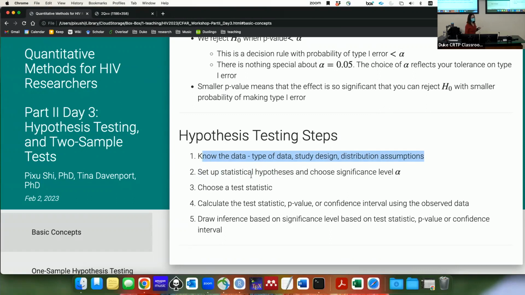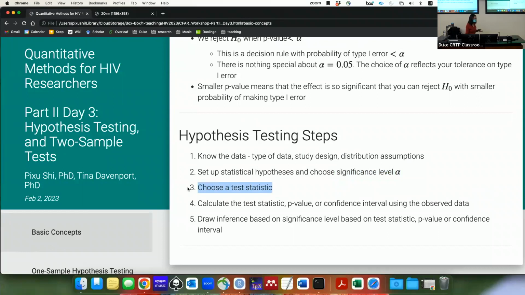And then you can set up the hypothesis and choose the significance level alpha. This needs to be chosen ahead of time, because if you see the p-value and then choose alpha later, you're in the danger of cherry picking. And then you would choose a test statistic.